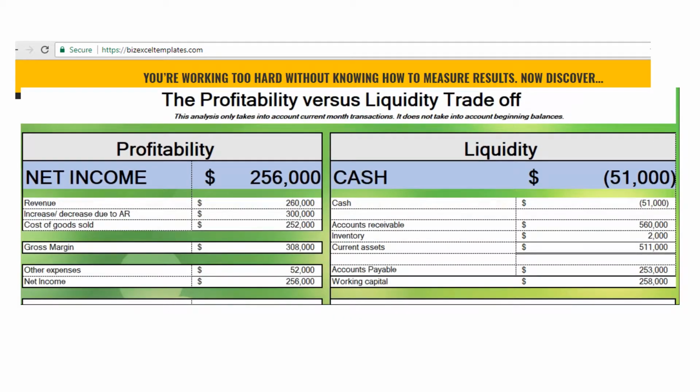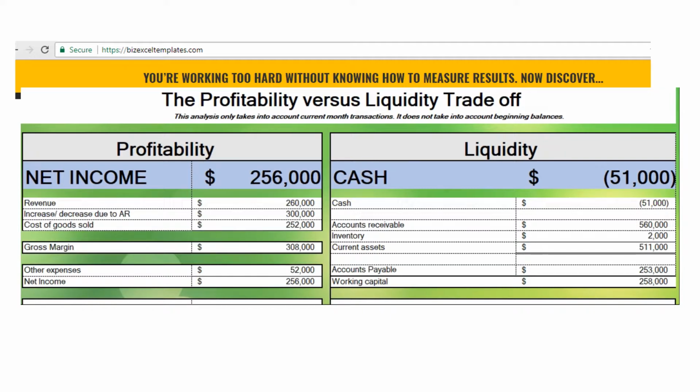Next comes the profitability versus liquidity analysis. Here we see our net income based on the previous scenario will be $256,000. Our revenue will be $260,000 without the credit sales. With the credit sales, it increases by $300,000. Our cost of goods sold will be $252,000. And then by the time we subtract the other expenses, we have a net income of $256,000.